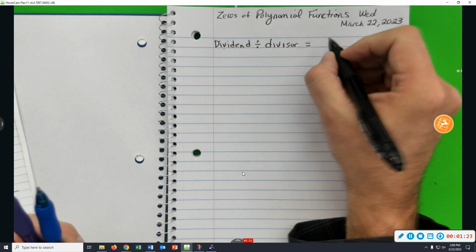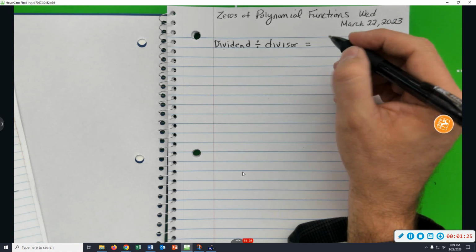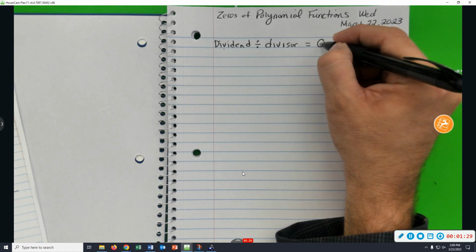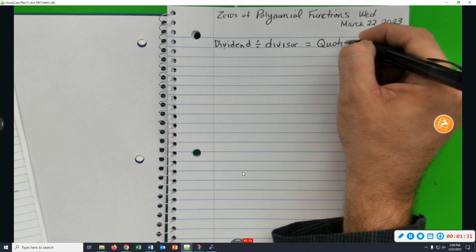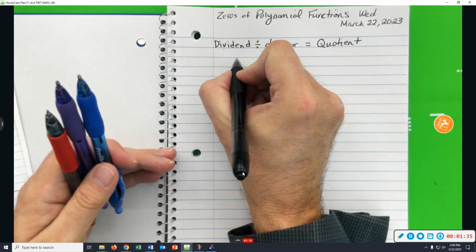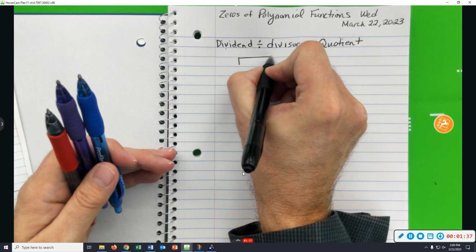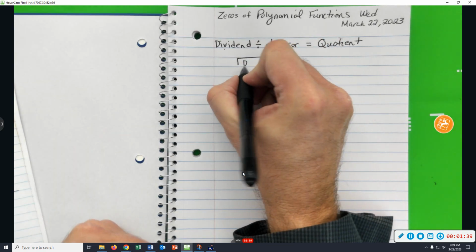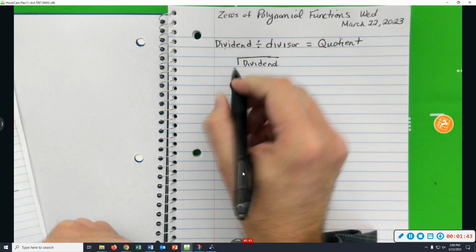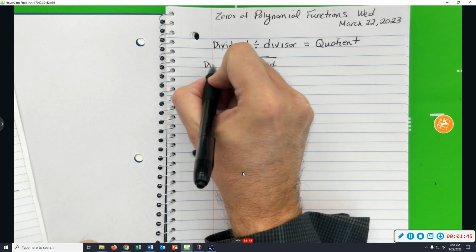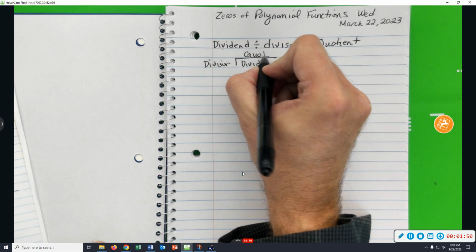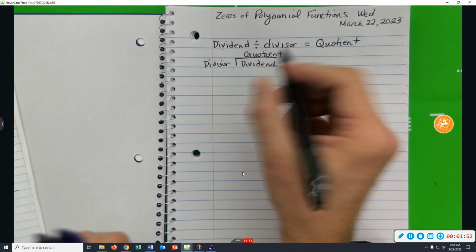And do y'all remember what you call the answer of a division problem? Starts with a Q. Yeah, quotient. So you might see division written like that, or it could be written as a fraction. The dividend goes under the division symbol, the divisor out here, and the quotient is up here. This is some terminology you may not have heard.